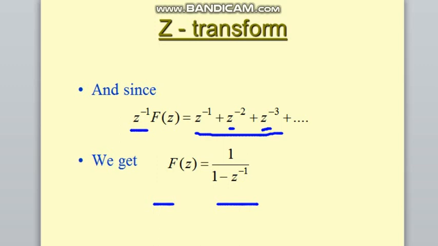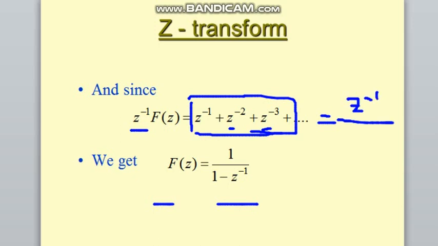So after getting this, the main thing is that if you solve this equation, you definitely get this series: z to the minus 1 divided by 1 minus z to the minus 1. After dividing by z inverse on that side, you will get this equation.